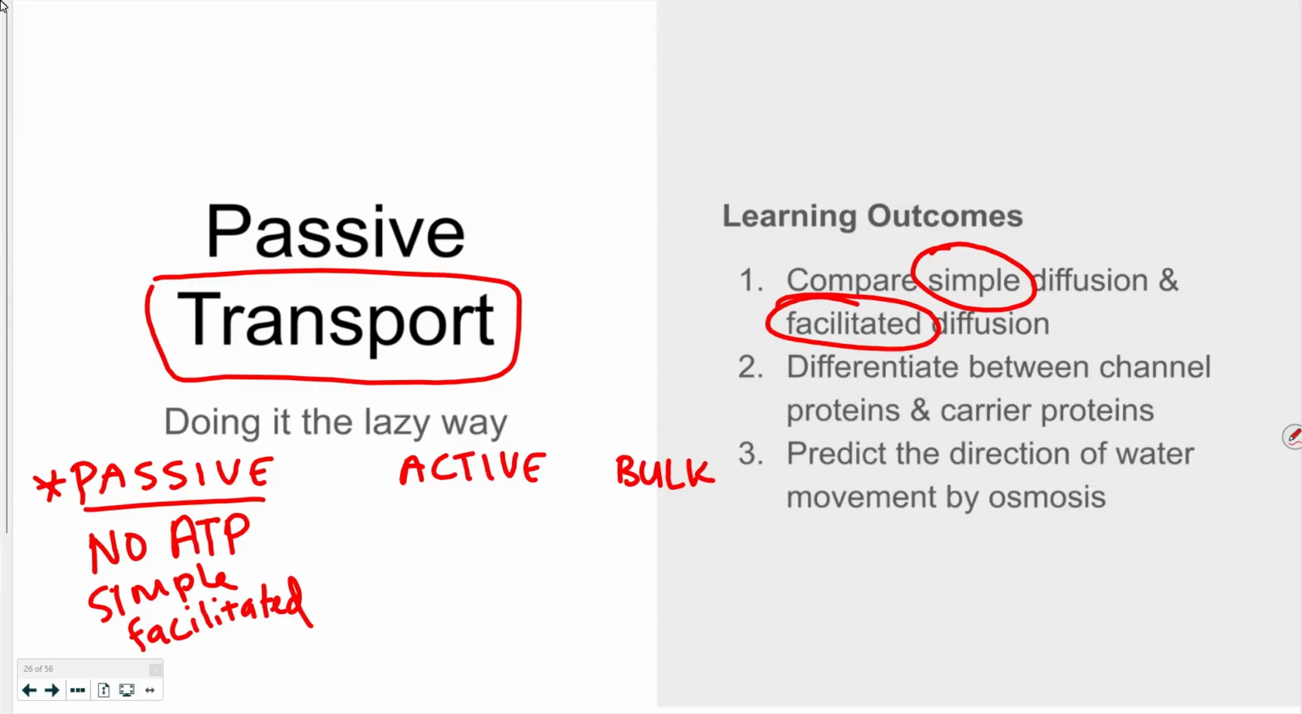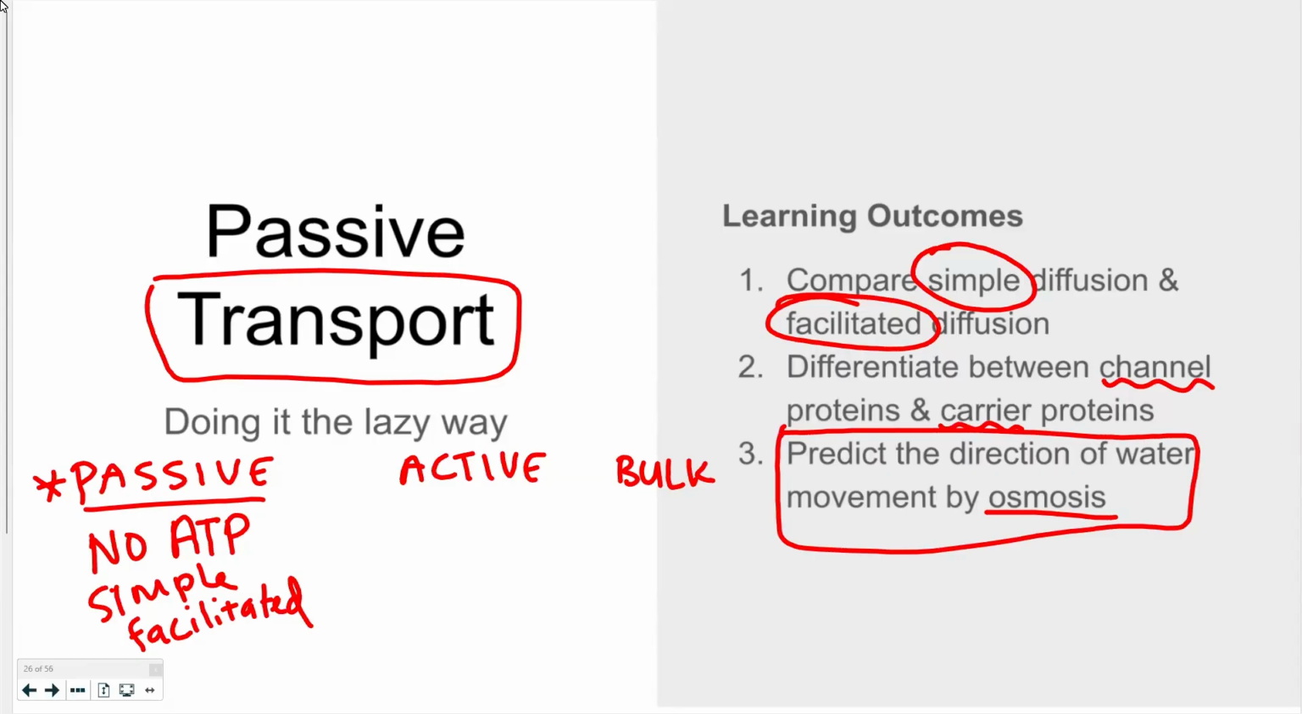We'll look at the types of proteins, specifically channel proteins and carrier proteins that allow simple and facilitated transport to happen. And then we'll look at a special type of passive transport called osmosis, which usually scares people, but not you, because you are a big smarty pants.